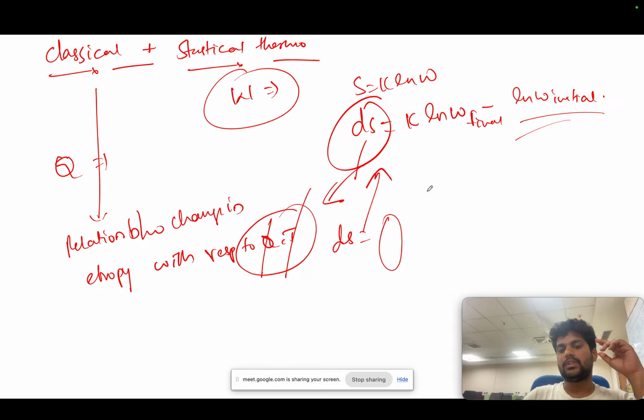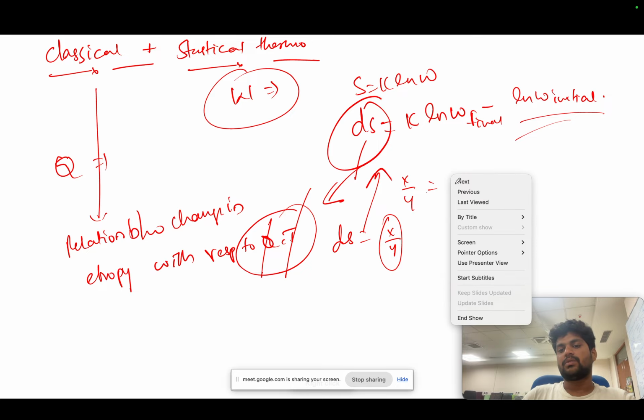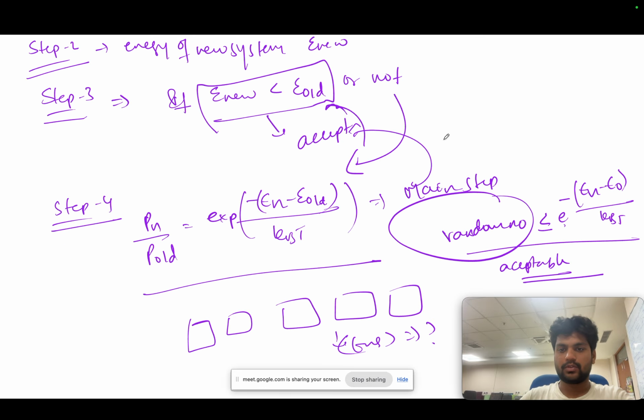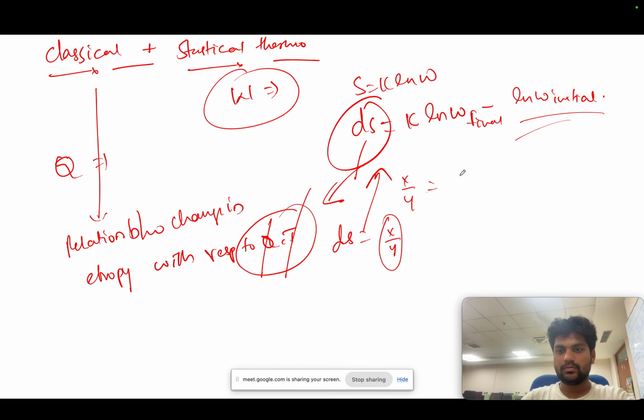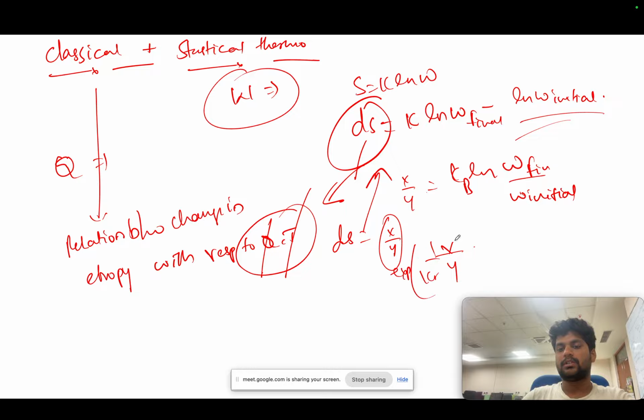If you put that equation in, suppose this is x by y, then x by y equals k into ln of w final by w initial. You know the kB value, they have given the kB value, so this will be x by y divided by kB, exponential. You can solve the sum this way.